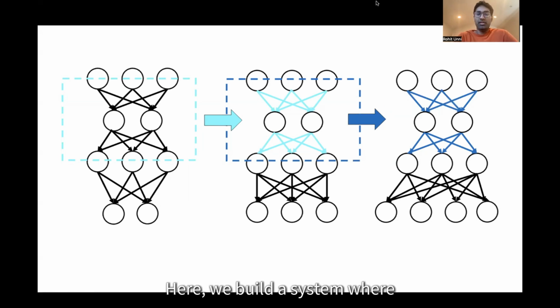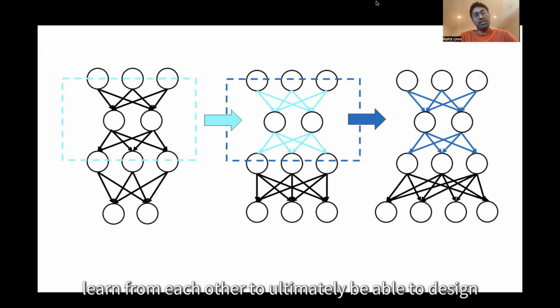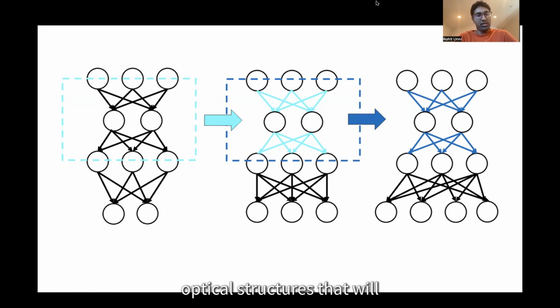So here we build a system where a series of machine learning models learn from each other to ultimately be able to design optical structures that will respond to light in ways that we want them to.